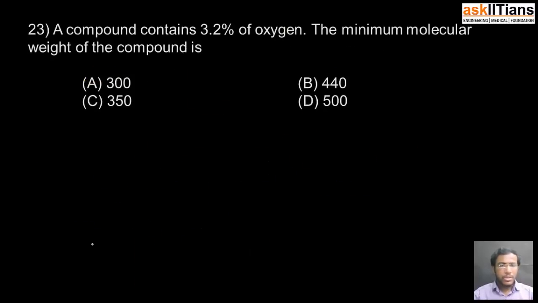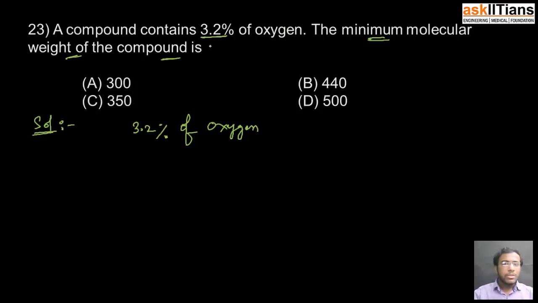So moving to the next one, 23rd question. Let's see what it is. A compound contains 3.2% of oxygen. So the minimum molecular weight of the compound is... the question seems interesting. It's a different question. So let's see how we can solve it. What is the idea to solve this question? How can you tackle these kinds of questions? A compound contains 3.2% of oxygen, and we have to calculate the minimum molecular weight of that compound.